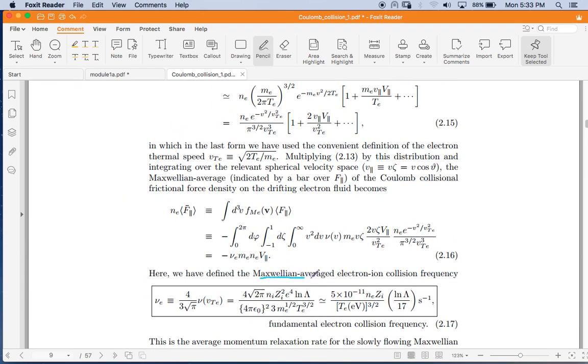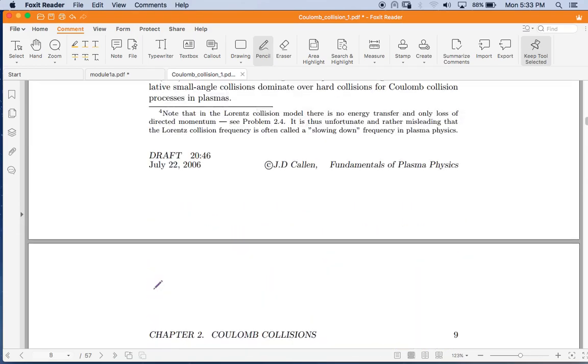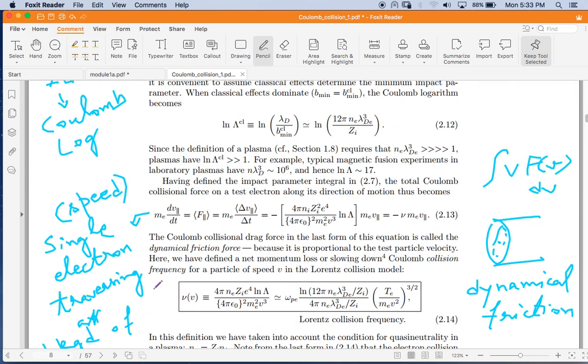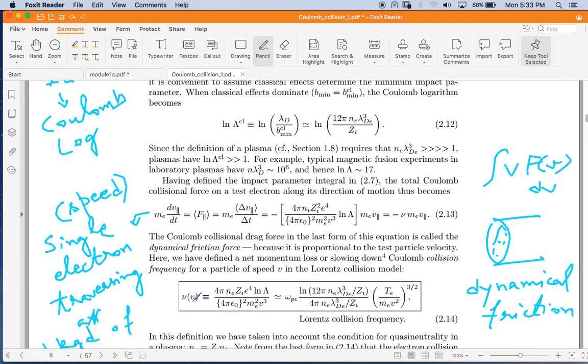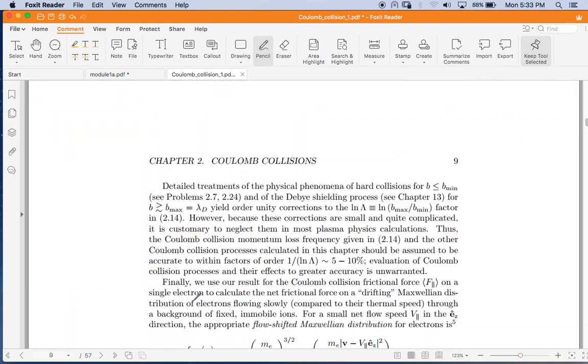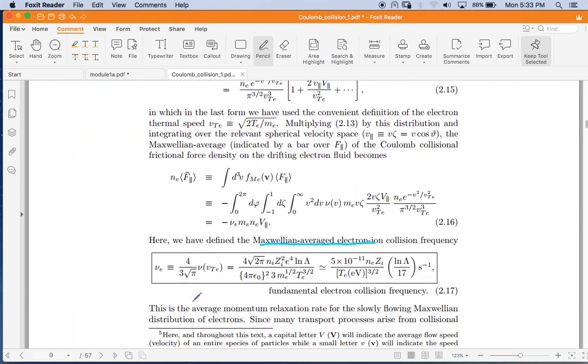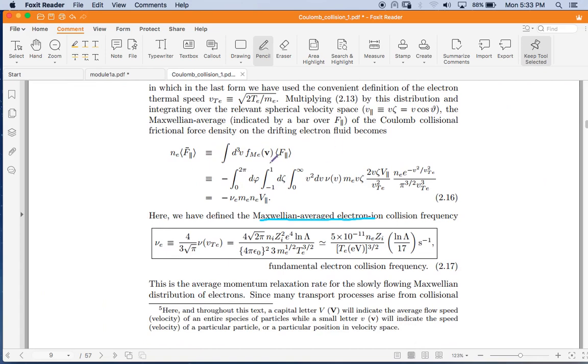You carry out the integral, and you get the Maxwellian averaged electron-ion collision frequency. Just like you had the collision frequency out here for a single speed electron, here this is an average over all speeds as defined by the Maxwellian. And it's a slightly different expression.